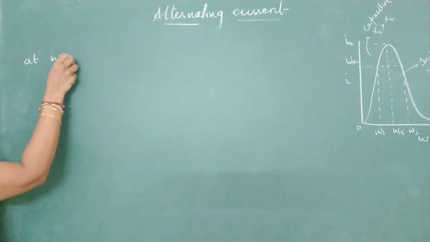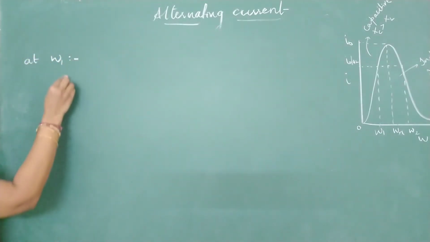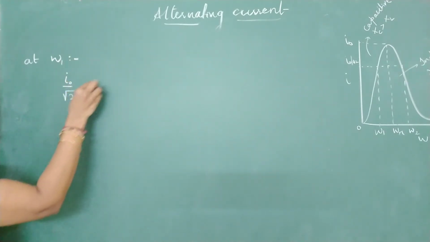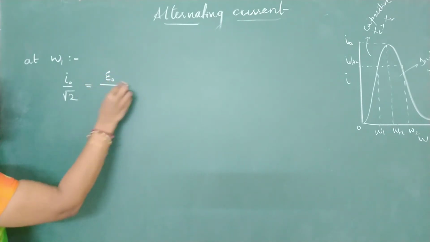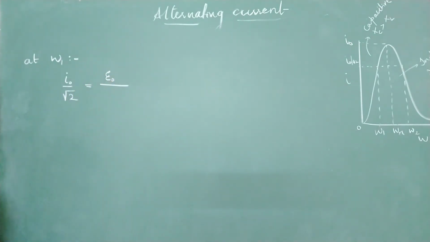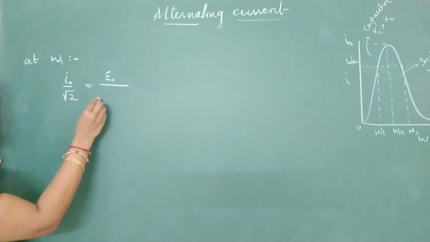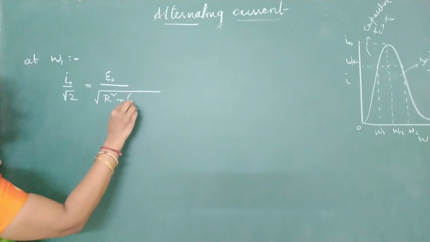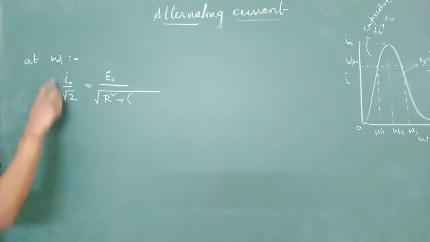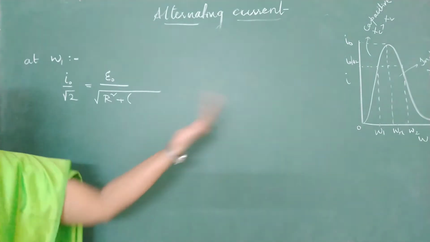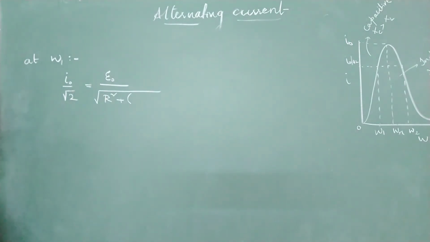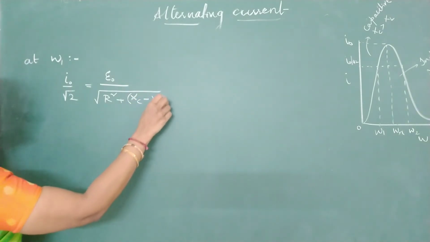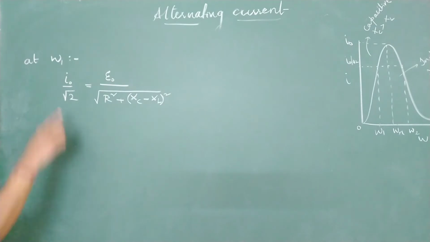at the frequency omega 1, I will write the equation for current. What is the current? I0 by root 2 is equal to E0 divided by Z, because current is equal to EMF divided by the impedance of the circuit. What is the impedance? Z equals under root R square plus, since it is a capacitive circuit at frequency omega 1. In my diagram, omega 1 is a frequency less than the resonating frequency, so Xc is more than XL. So I write Xc minus XL whole square.